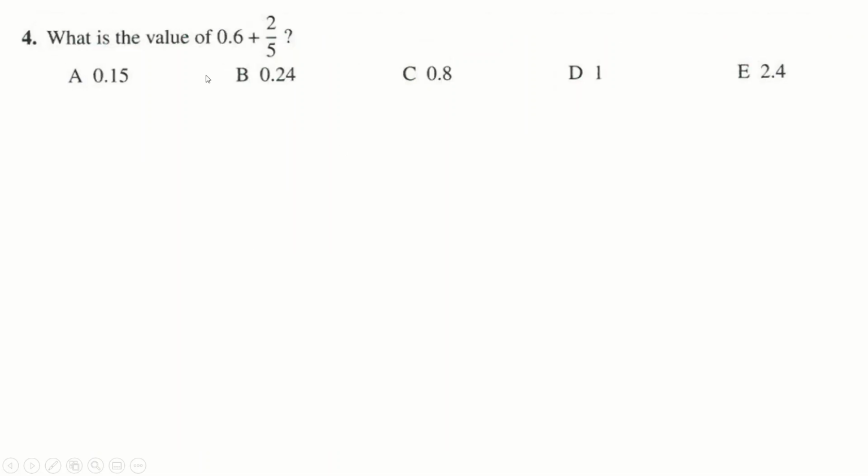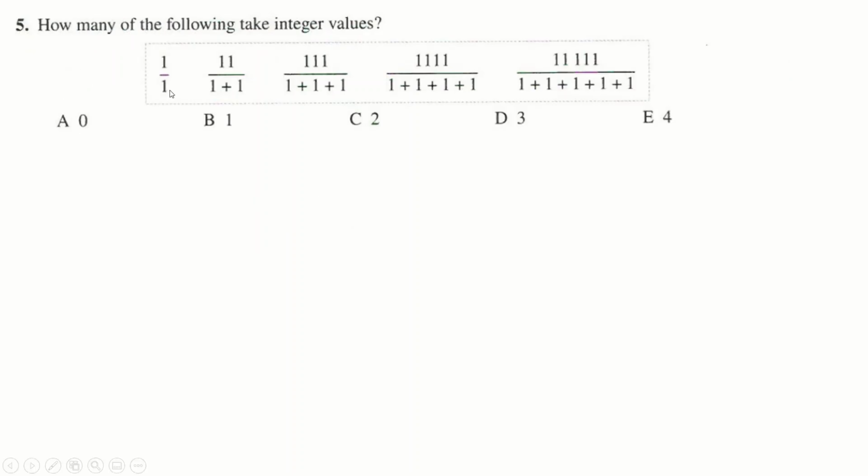Anyway, question number 4. Hopefully you recognize that 0.6 is 3/5. And as soon as you recognize that, the answer is very easy to get. Question number 5. Try each of these in turn. So 1 over 1 is of course an integer. It's the integer 1. 11 over 2 is not an integer because it's 5.5. 111 over 3 is an integer. And if you're going into a maths challenge, you should know that divisibility by 3 check.